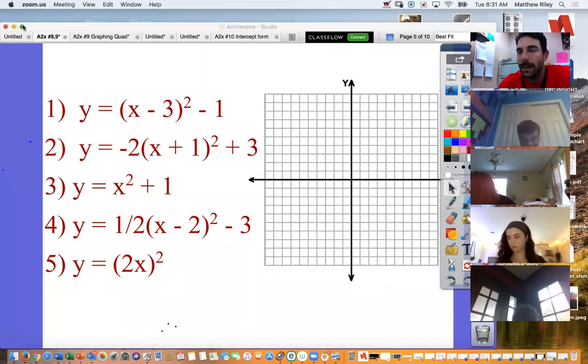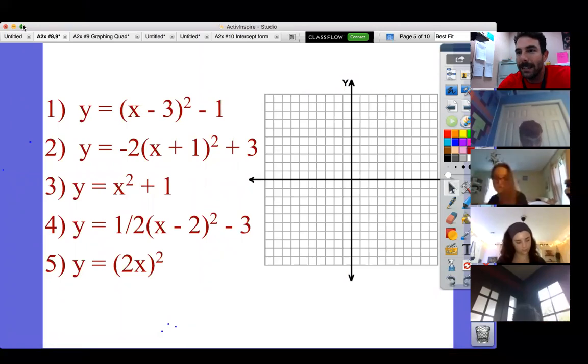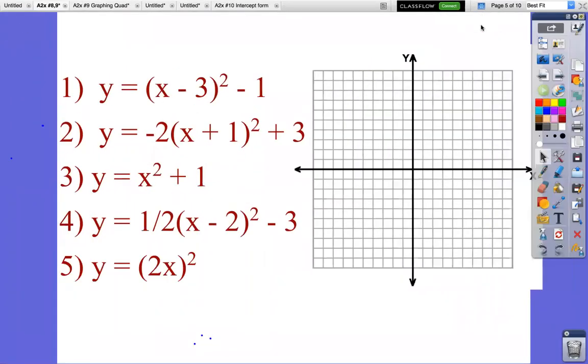Today we are focusing on graphing and what the A value is. So some of these will look familiar. I did change them up a little bit from the slide from yesterday, but we're going to graph all 5 of these, taking the information that we already know.